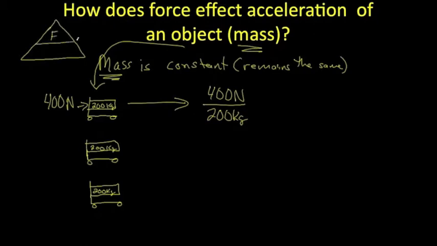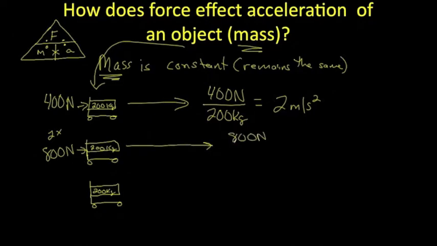Force equals mass times acceleration. So force divided by mass equals acceleration. 400 newtons divided by 200 kilograms equals 2 meters per second squared. If we double the force, 400 times 2 is 800 newtons. So we're pushing the same cart twice as hard.